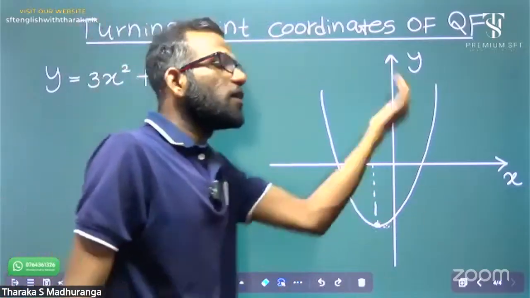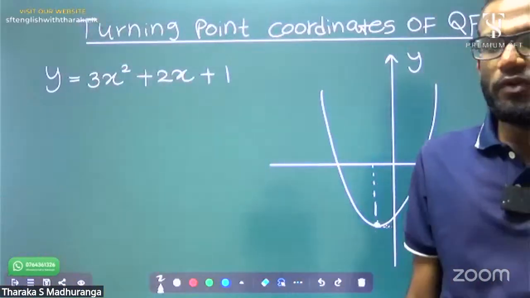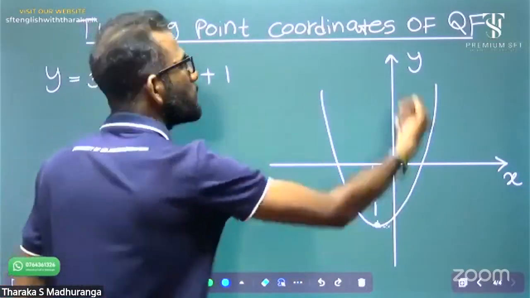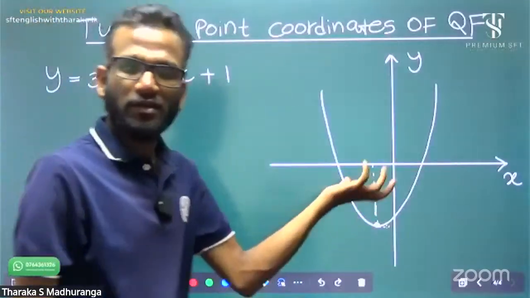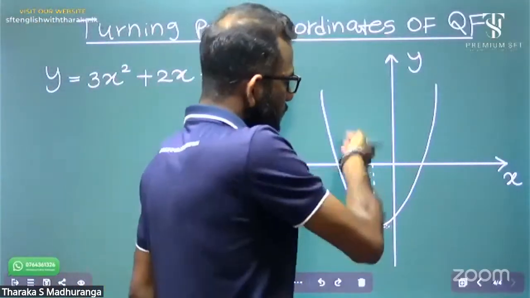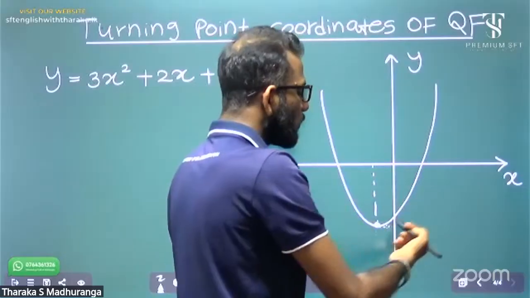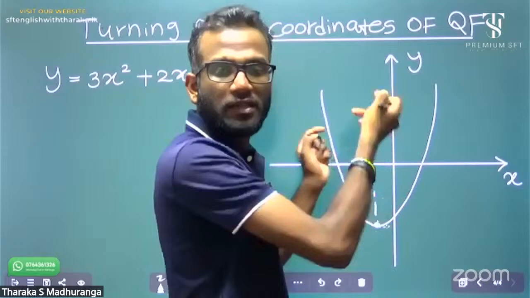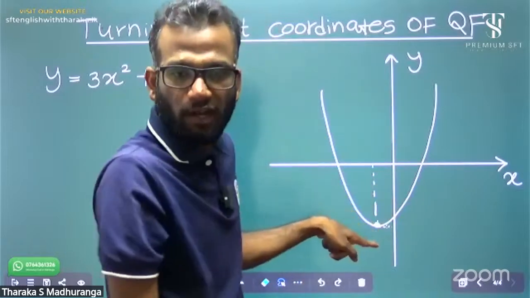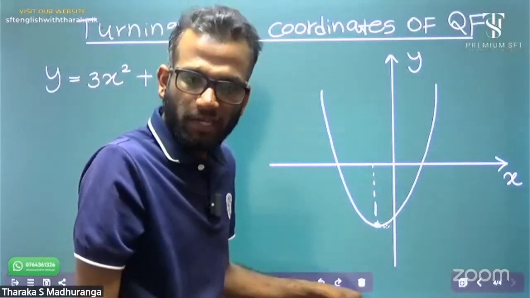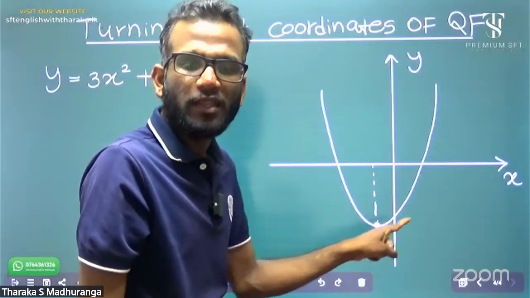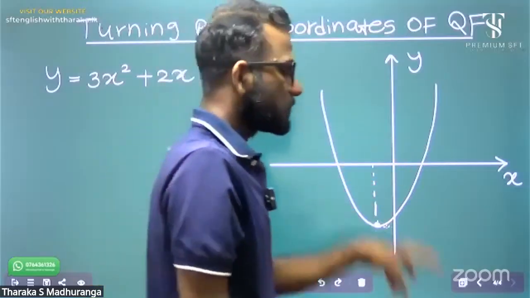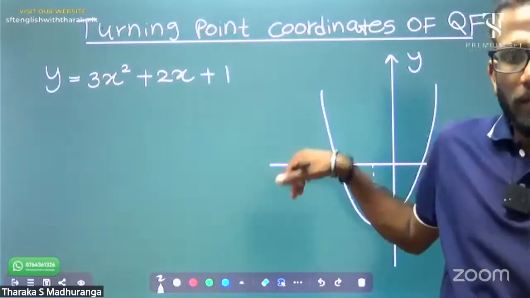Now, this is an example. I want to calculate the turning point or bending point or minimum point coordinates. If it is a minimum quadratic function, the turning point is the minimum point of this graph. This is the minimum point; all other points are greater than this point. These are the minimum point coordinates, or turning point coordinates.